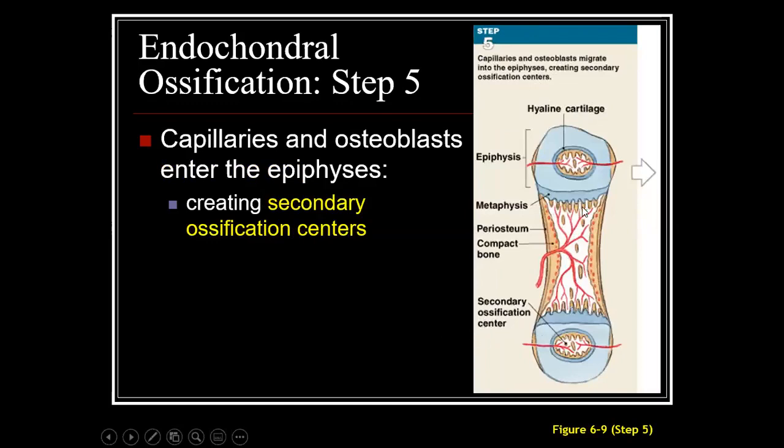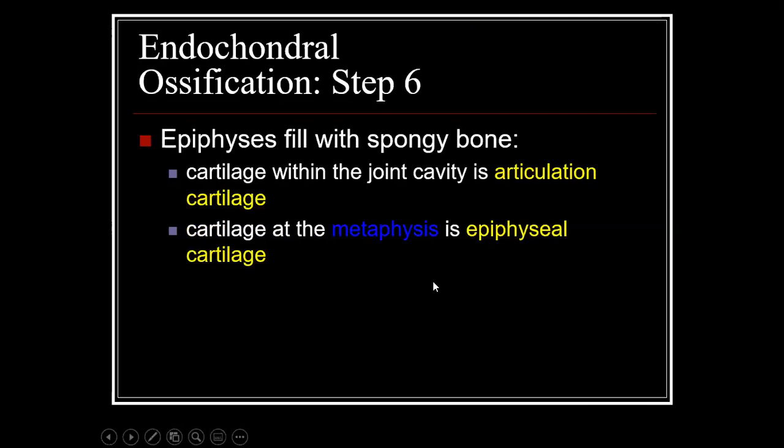Capillaries and osteoblasts then enter the epiphysis, creating secondary ossification centers, and the same steps are going to occur here, where you have the blood vessels run along the outside, you get a little bit of bone deposition on the outside, the blood vessels migrate in, they carry those fibroblasts within, the fibroblasts start depositing bone on the epiphysis. The epiphyses fill with spongy bone.